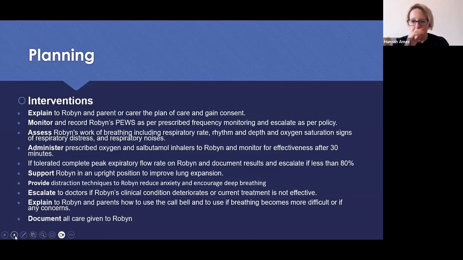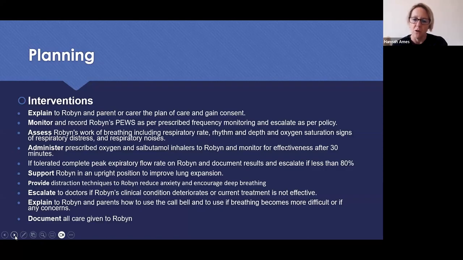So planning, so quite straightforward for shortness of breath or respiratory distress. We're obviously going to explain plan of care to the child and the carer or parent and gain consent. We're obviously going to do the PEWS monitoring as prescribed and escalate this as per policy. We should have a separate point here, which is really focusing on assessing work of breathing, respiratory rate, rhythm, depth, oxygen saturation, signs of respiratory distress and any respiratory noises.